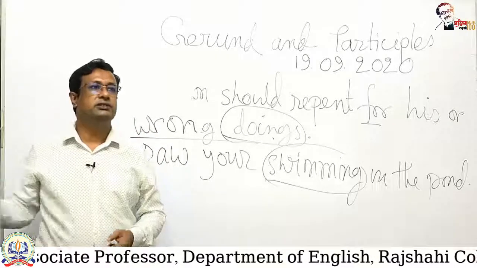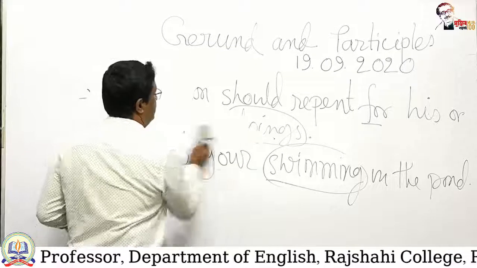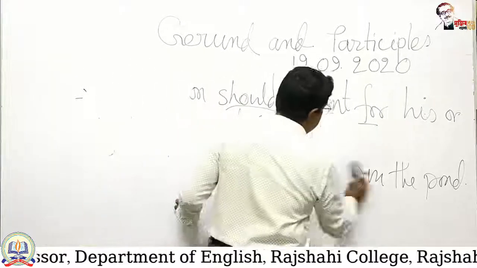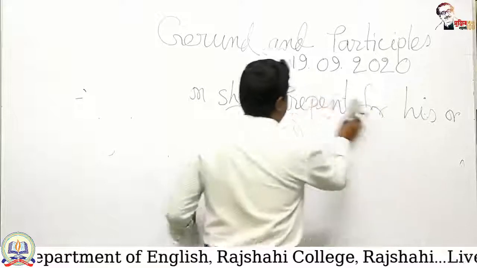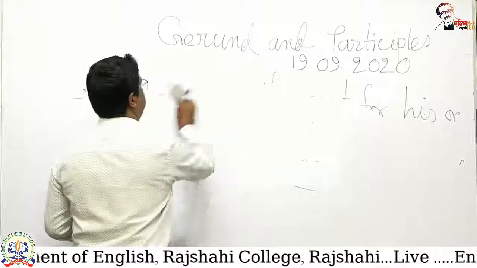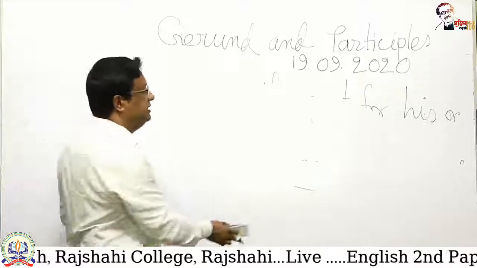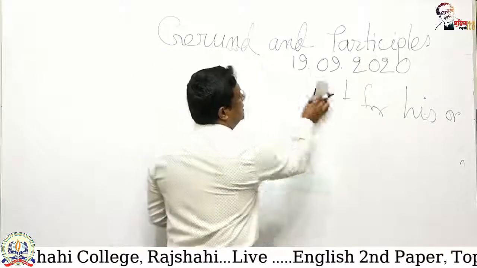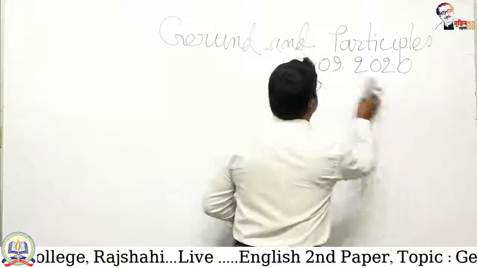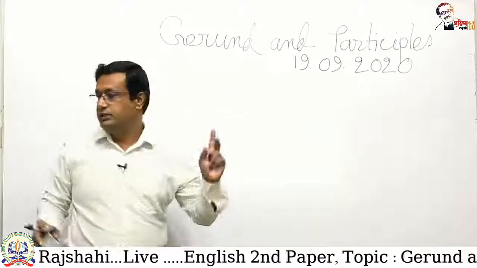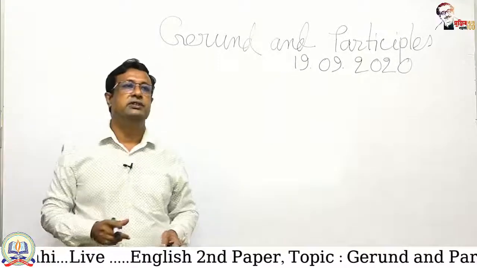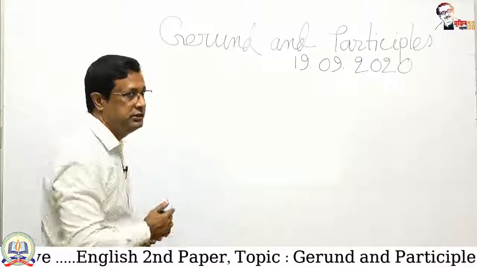However, in this way I may mention another sentence where the gerund comes as the object to a preposition. When any noun comes after any preposition, it is called object to preposition. Object is of two types. One is object to verb, another is object to preposition.